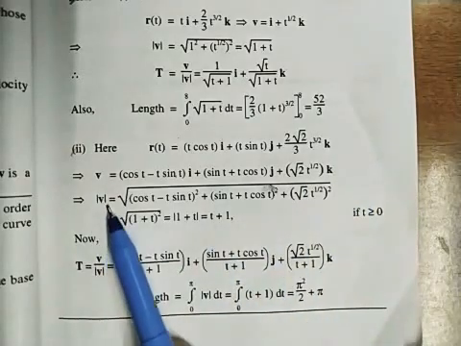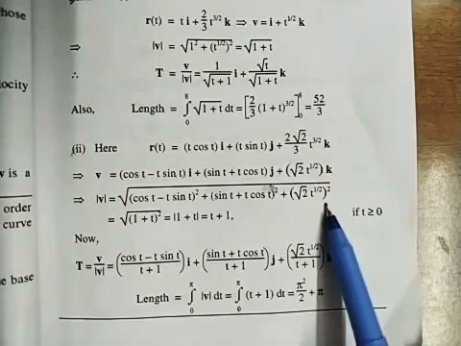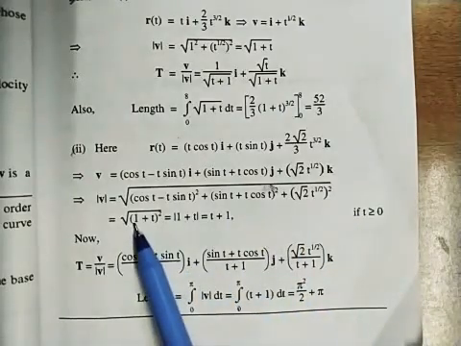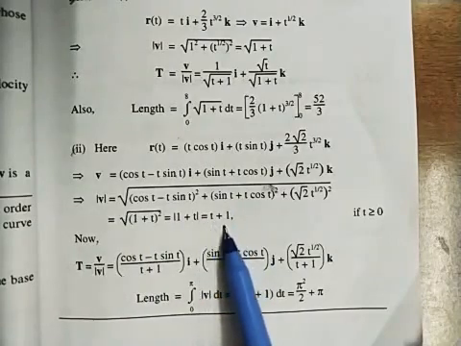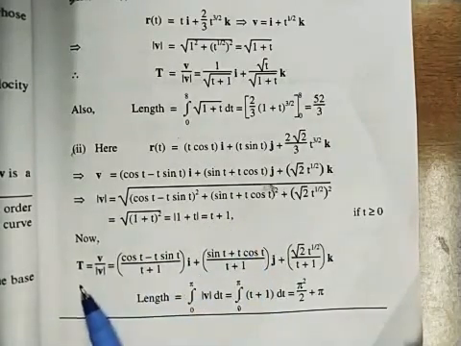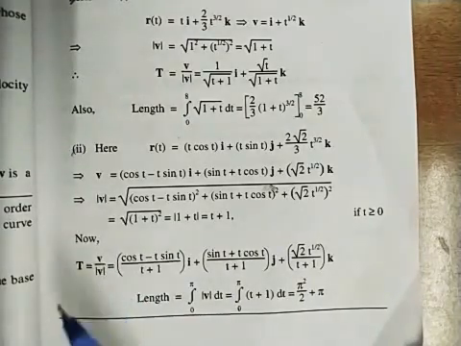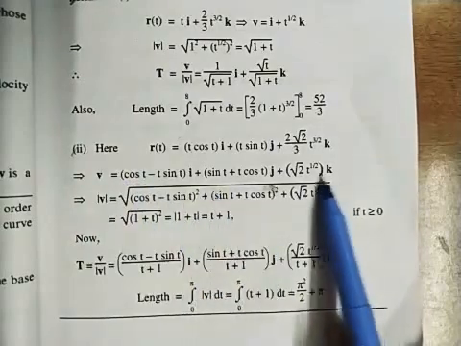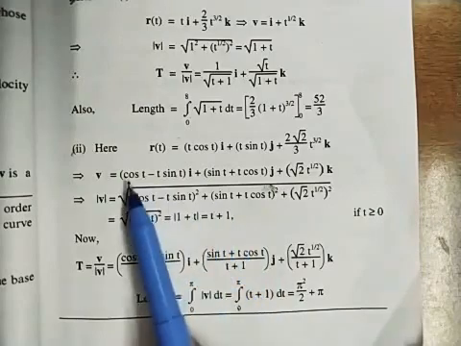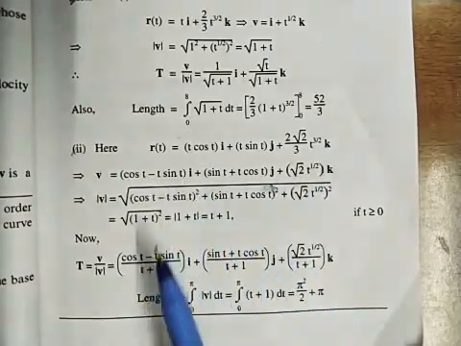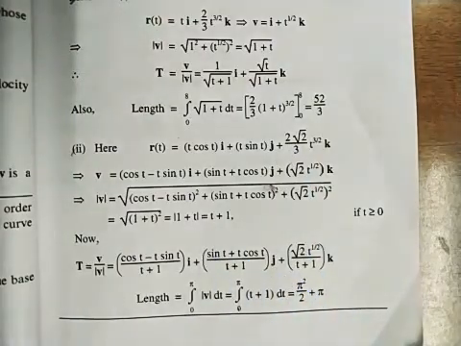So the modulus of v is the square root of the sum of squares of the coefficients of i, j and k. Here finally we get the square root of (1 plus t) squared, so our magnitude of v is 1 plus t. Therefore the unit tangent vector T is v upon magnitude of v. So we have this v and this magnitude, and we divide each component of v by the magnitude, that is, by t plus 1.